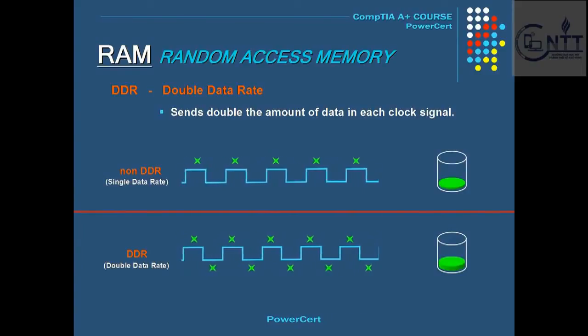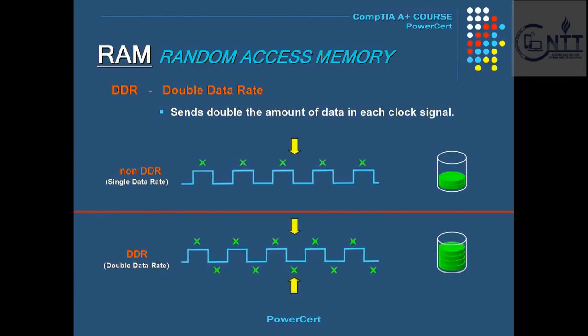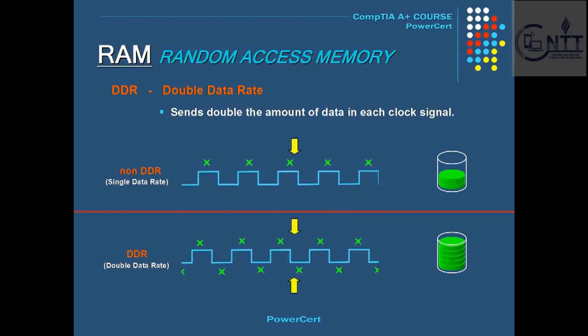Non-DDR, or single data rate, RAM uses only the rising edge of the signal to transfer data. But DDR uses both the rising and falling edges of the clock signal to send data, which makes DDR twice as fast.